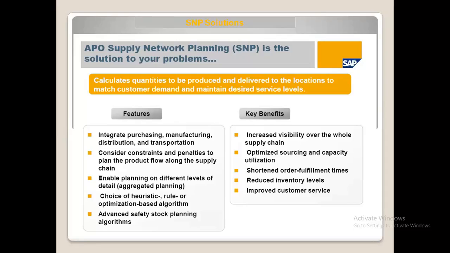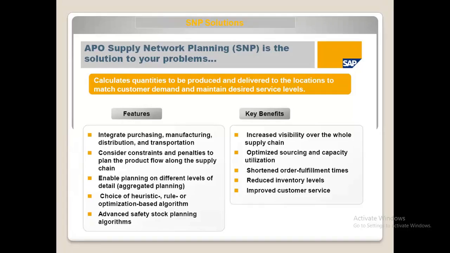SNP is a weekly cycle, and in SNP we do midterm planning. We can view the results on SNP on a daily basis. Once the planning is done from the SNP side, if you want to do short-term production planning, we can transfer the results to the PPDS module, or otherwise transfer them to the execution system, which is nothing but the ECC system.